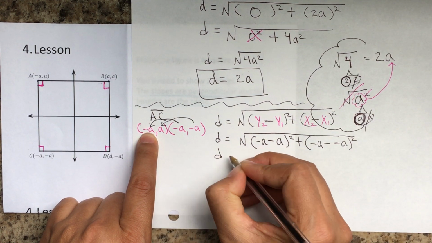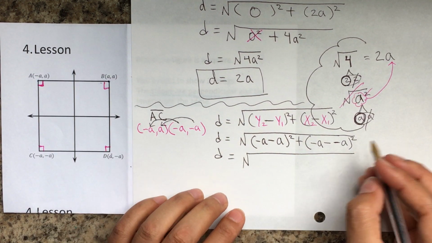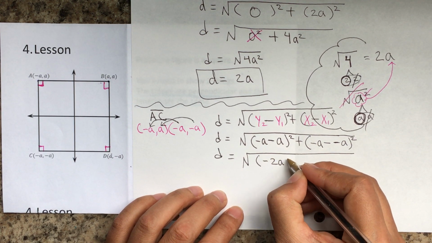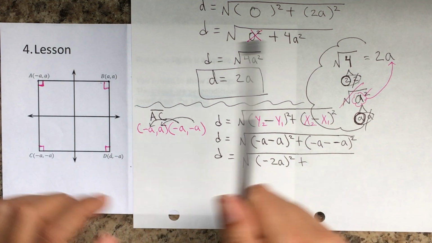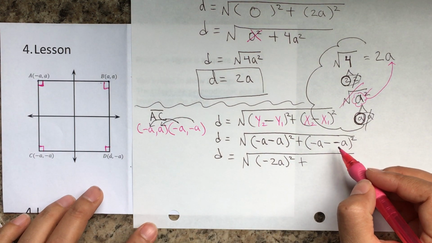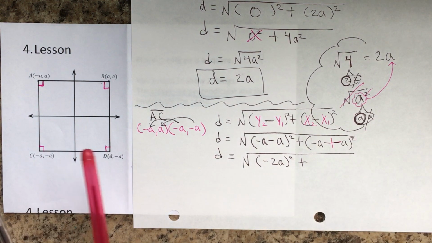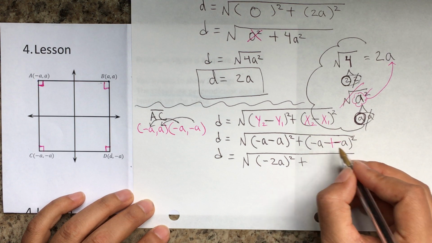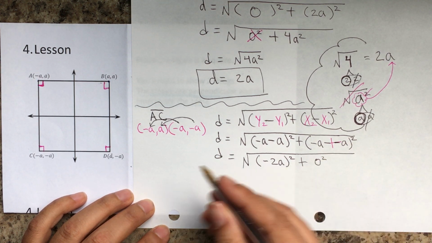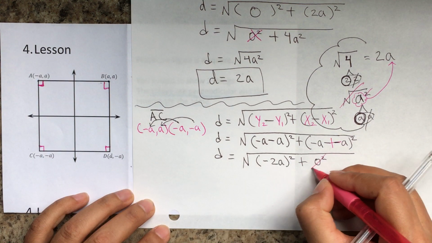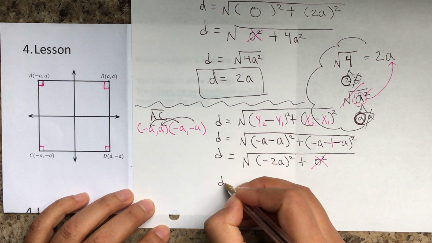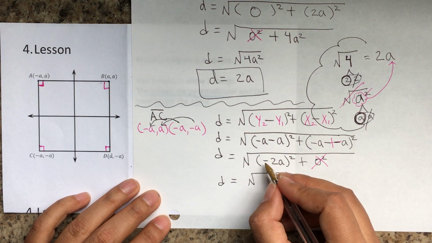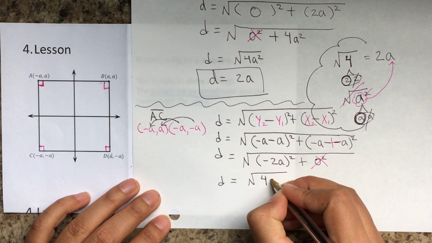And so D is equal to the square root of negative a and negative a makes negative 2a squared, plus, in here we have negative and negative becomes positive. And so one negative, one positive, we subtract, and a minus a is 0. So 0 squared, which is going to disappear. And the distance is equal to the square root of negative 2a times negative 2a, which is positive 4a squared.